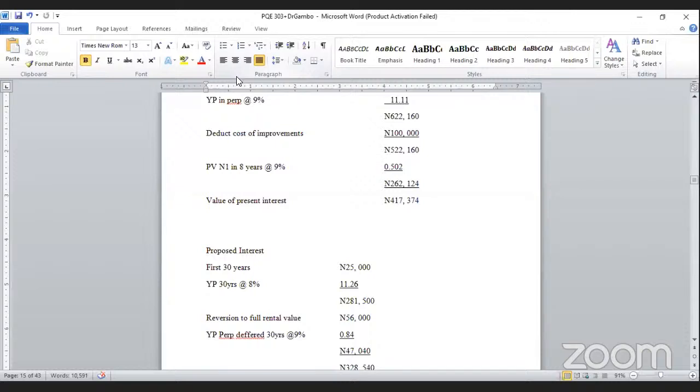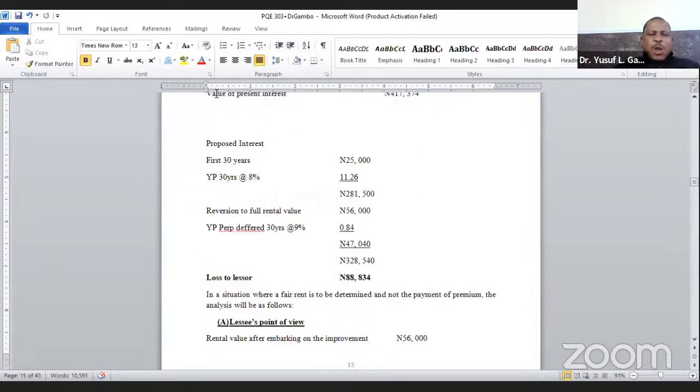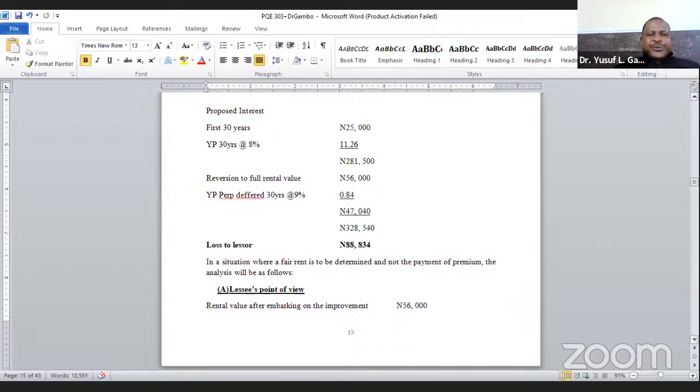Now, proposed interest. First 30 years, the landlord is willing to take 25,000 naira. So YP 30 years at 8%, the freehold interest, which is 11.26. When you multiply, you have 281,500. Reversion to full rental value 56,000. YP deferred 30 years at 9%, that is 0.84. When you multiply, you have 46,014 naira.